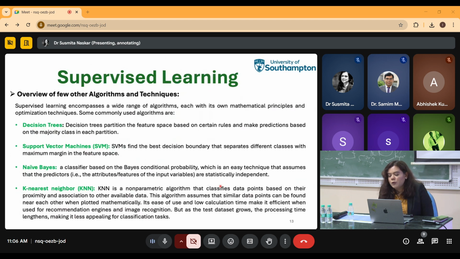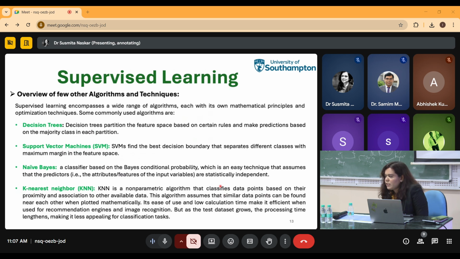Another important one is the support vector machine, which is also called an SVM. SVMs are designed to find the best decision boundary between the different classes by maximizing the margin, right? That is the distance between the boundary and the nearest data point from each class. Okay. This makes it very powerful for high dimensional data and for cases where a clear separation exists, right?